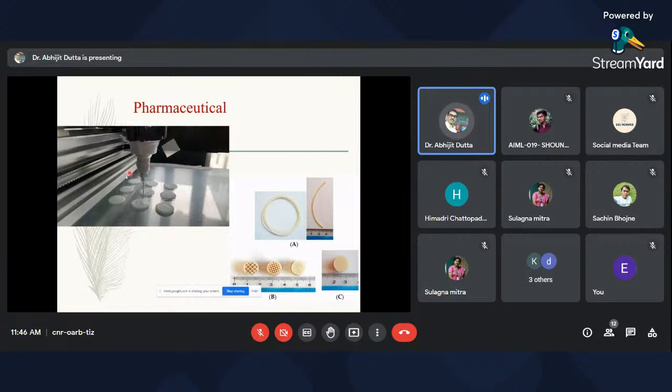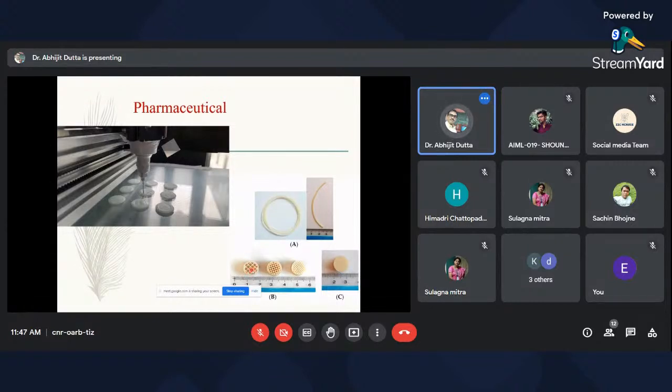The tablets and other things have been printed with the help of this 3D printer. You can see in the bottommost figure, that is the infill. Previously, if we use infill in a mechanical structure, it gives strength. Here, infill plays a vital role. It will help to modulate the drug doses.